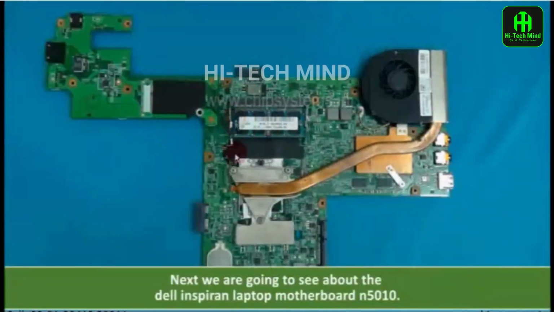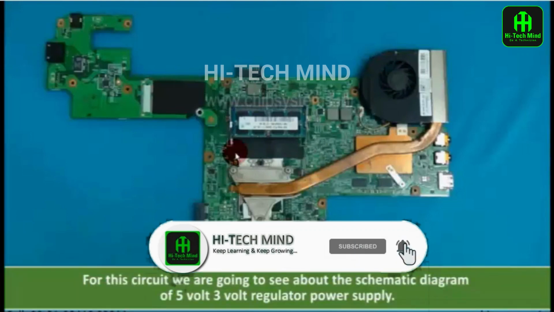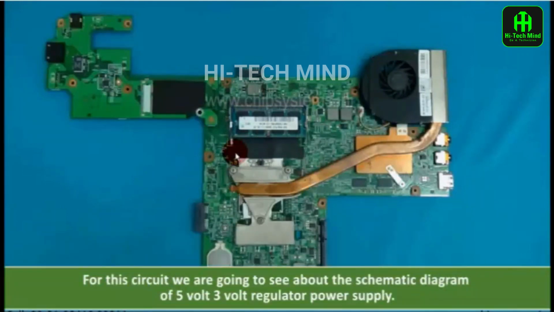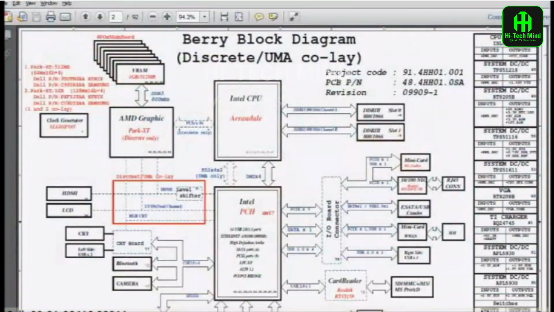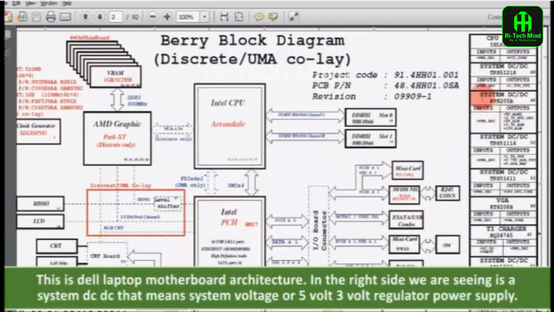Next we are going to see the Dell Inspiron laptop motherboard N5010. For this circuit we are going to see the schematic diagram of the 5V and 3V regulated power supply. This is the laptop motherboard architecture. On the right side we are seeing the system DC-DC, that means the system voltage, or 5V 3V regulated power supply.